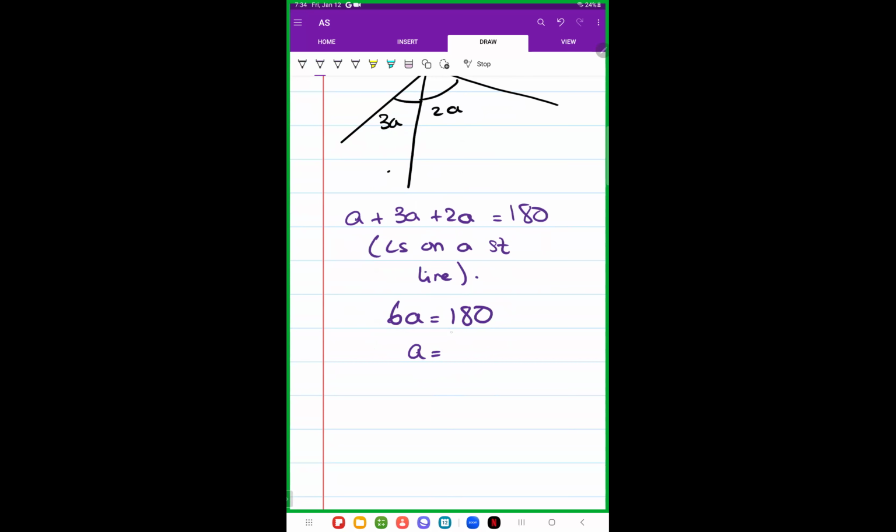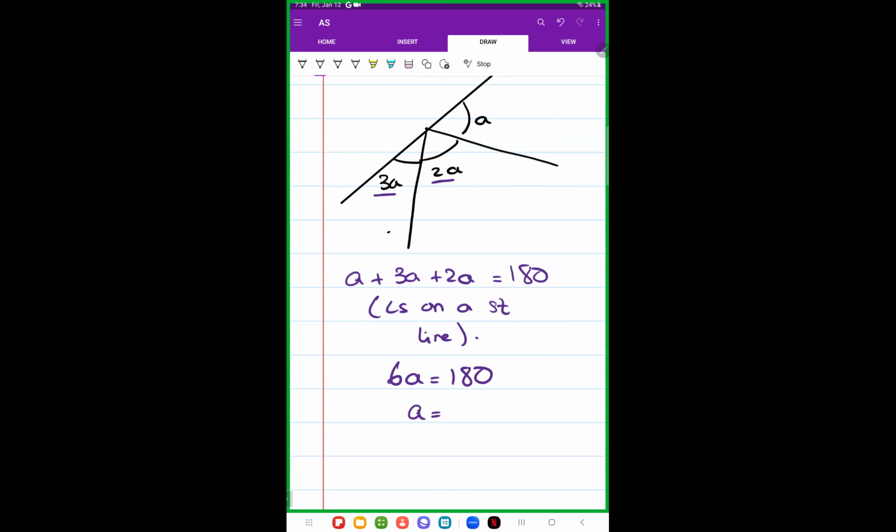Once you find out A, you will simply multiply A with 3 to get this angle, by 2 for this angle, and simply A for this one. So when I divide 180 by 6, I'll get 30, and then I'll multiply 30 with 3, 30 with 2. So this would be 90, this would be 60, and this is 30. Oh, all right, got it. Okay.